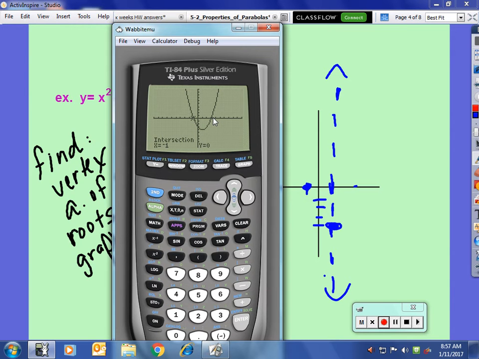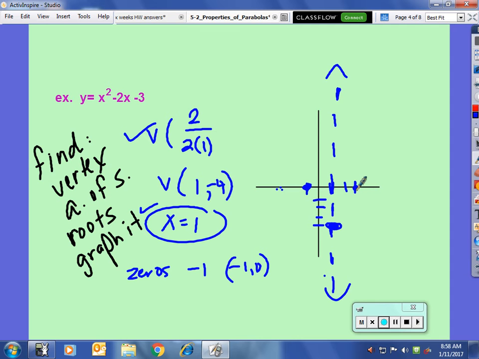I want to hit the right arrow, but you really need to hit trace first, hit the right arrow, and get that cursor over to the other side. Then you do the whole thing again. Second function, calculate, intersection, first curve, second curve, guess, 3, 0. The other 0 is right here at 3, and as a point we would call that 3, 0.